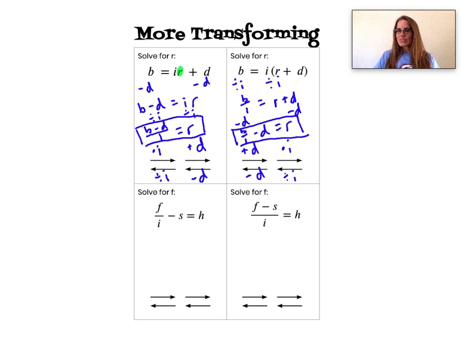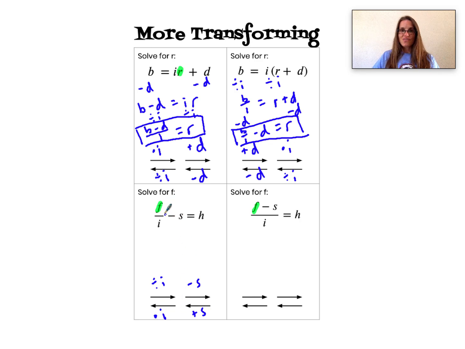Last two examples. We're solving for f in both cases. In this first case, my first thing that's happening to f in my equation is I'm dividing by I, and then I'm subtracting s. That means when I solve, first I add s, and then I multiply by I.